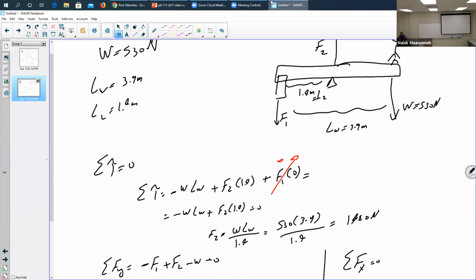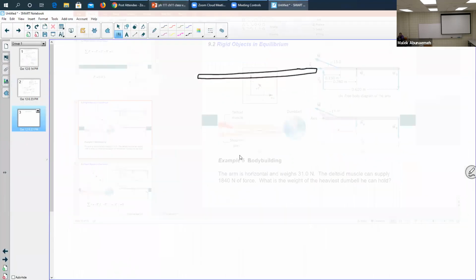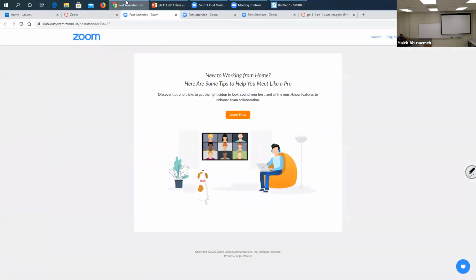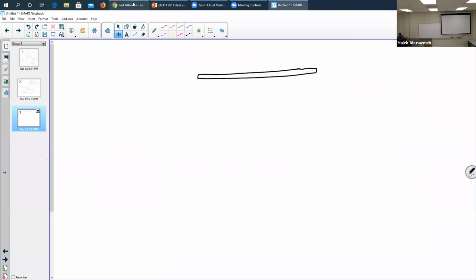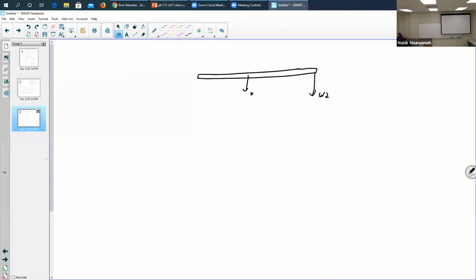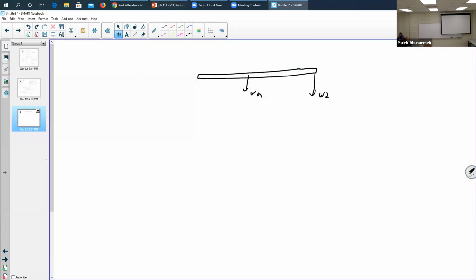So let's go ahead and get a new page. So here's our little arm, I would say. So you got WD, the weight of the dumbbell going on here, and you got the weight of the arm. And you have the force going towards the muscle M on this one.